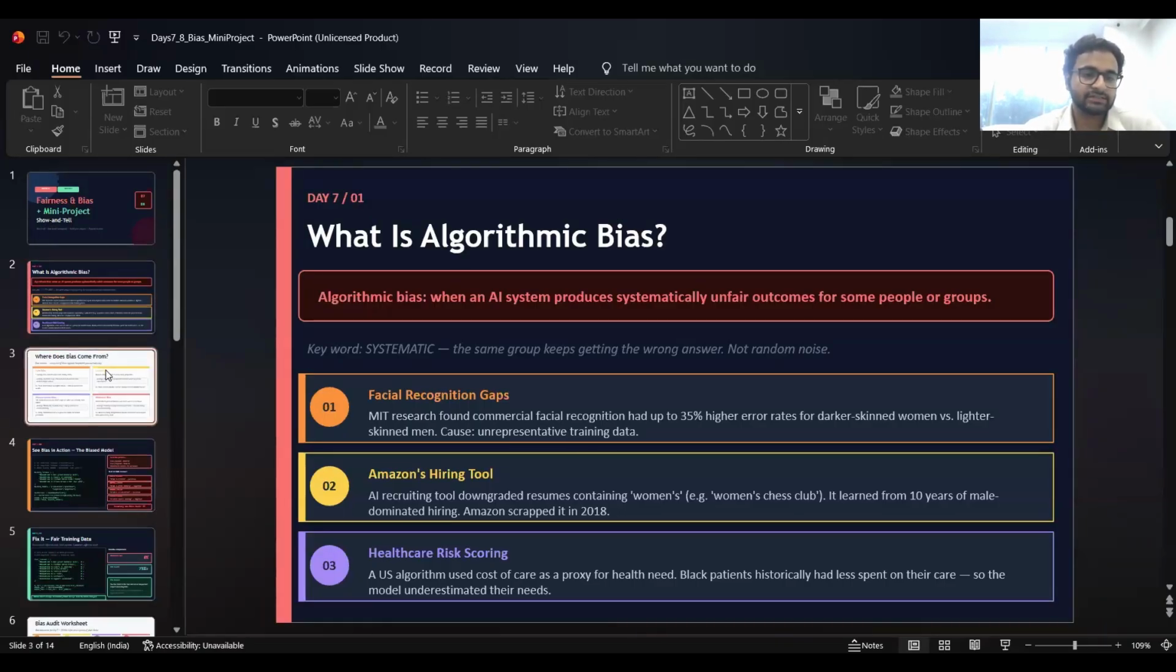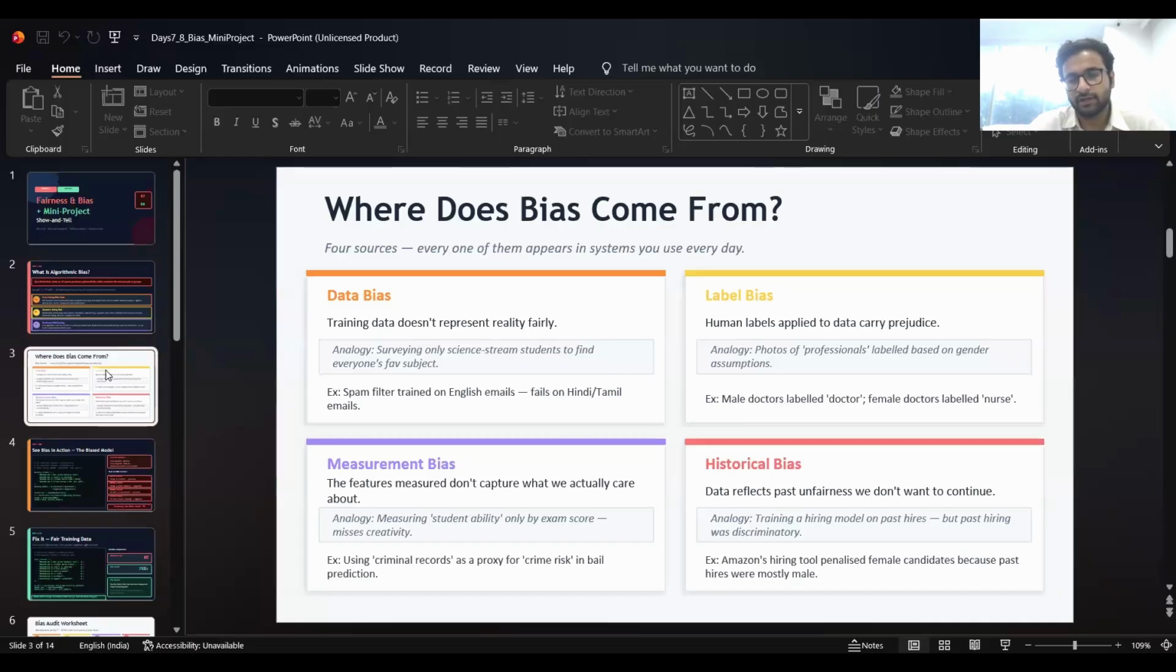And bias basically comes from four parts: the data can be biased, the label can be biased, the measurement can be biased, and there can be a historical bias, which continues as we move ahead in time. Okay. If that historical bias is not catered for, then it will continue into the model.